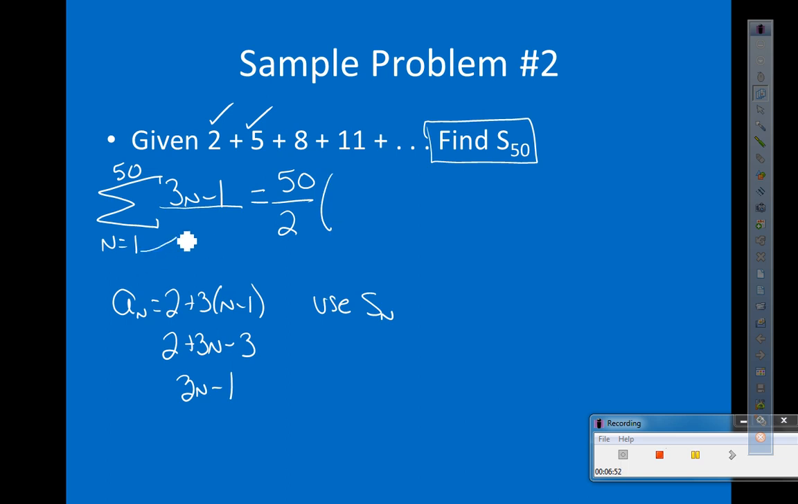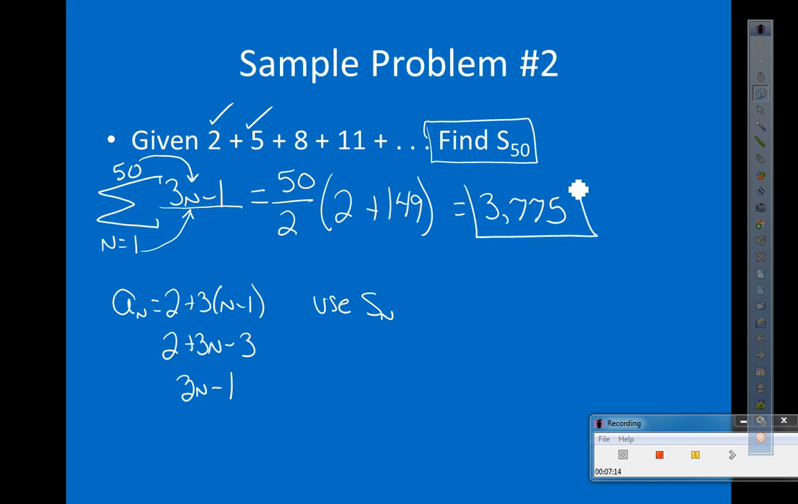times, plug in a 1. 3 times 1 is 3, minus 1 is 2, plus, plug in a 50, and get 3 times 50 is 150, minus 1 is 149. If you run that through correctly, you will get 3,775 for that total. But once again, just your steps. Use a sub n to get your formula, and then use S sub n to bring it home.